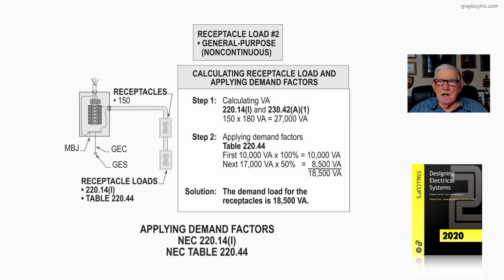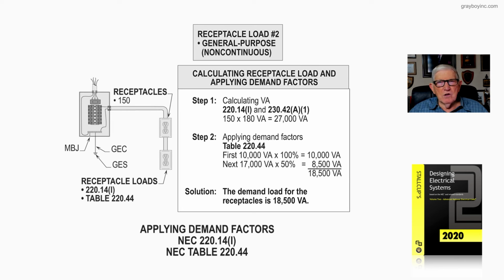So step 2 now, and Table 220.44 can be applied. First 10,000 from 27,000 is 17,000 at 50%, 8,500. So we have 10,000 VA plus 8,500 VA, 18,500. By applying the demand factor less than 100%, you see how we have reduced from 27,000 VA to 18,500 VA.